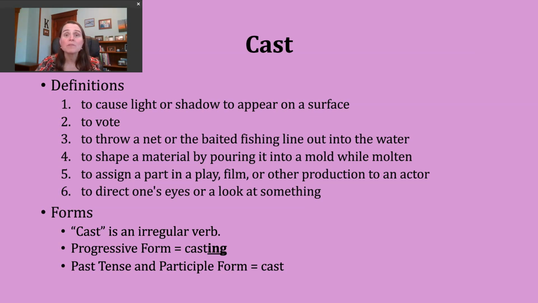Now, for the moment, you should know that cast is an irregular verb. If you want to make the progressive form of the verb, all you need to do is add ing, and that forms casting. The reason this is an irregular verb is because our past tense form and the participle form of the verb doesn't follow our normal ed endings. Actually, our past tense and our participle form of the verb is the same as that base verb. So it's going to have the exact same spelling and the exact same pronunciation.